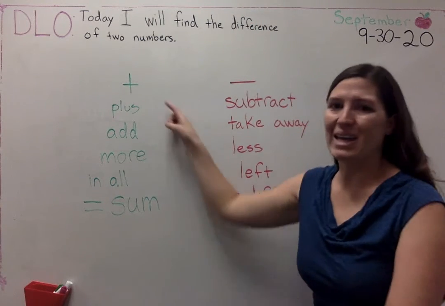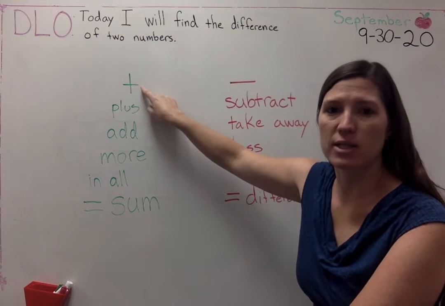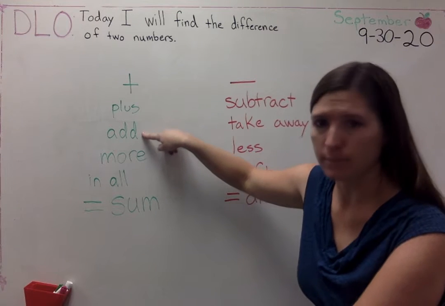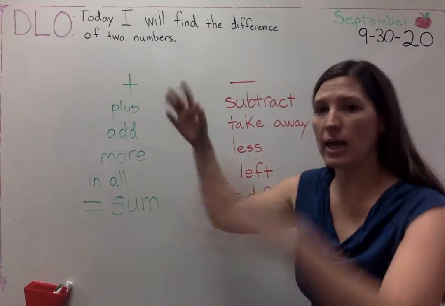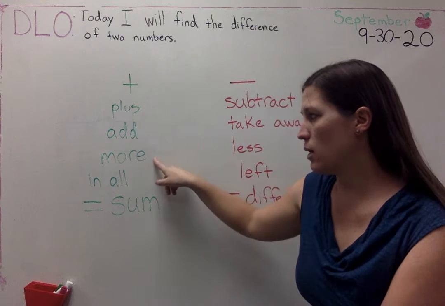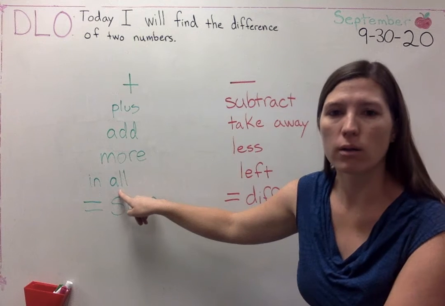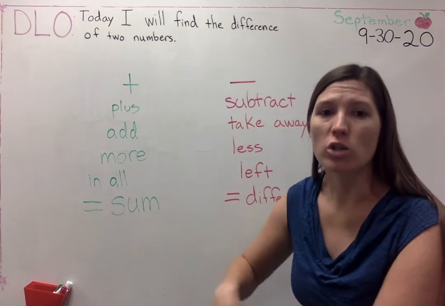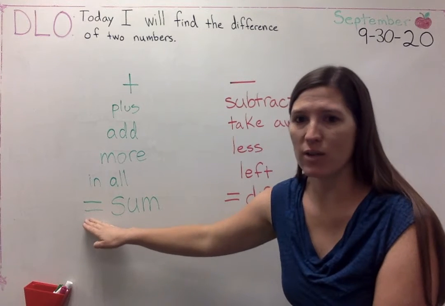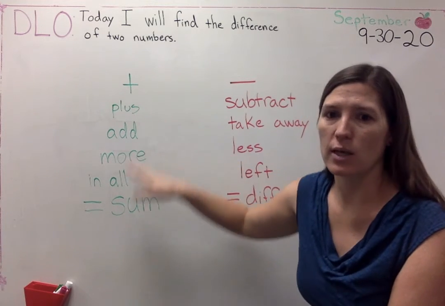Let's review. Adding. Everyone say operation. Plus. This is our plus sign. When you see plus, it means we're adding. Say add. When we add, we're getting more. Say getting more. After we've added, the question might say how many in all? Or all together, because we've added to get more. When we solve it, say equals, that's the sum. When you add, you're getting a sum.